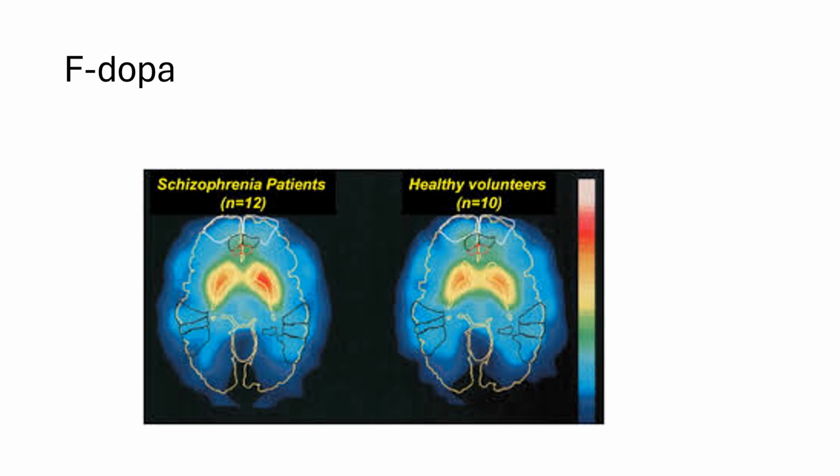This is kind of a map where you see that there is increased dopamine transmitters, and the striata is a lot larger in patients with schizophrenia compared to the healthy volunteers.